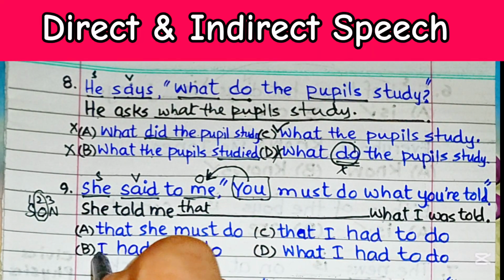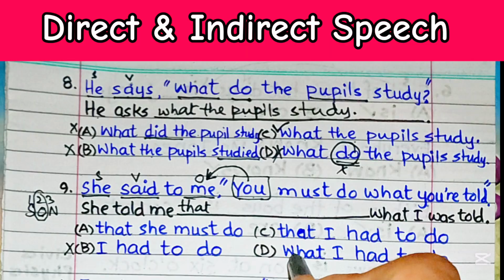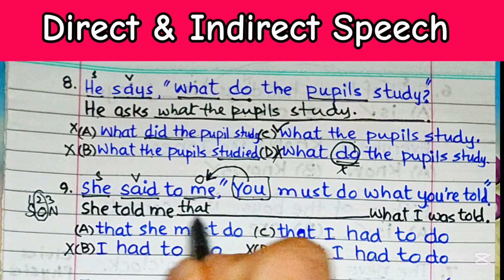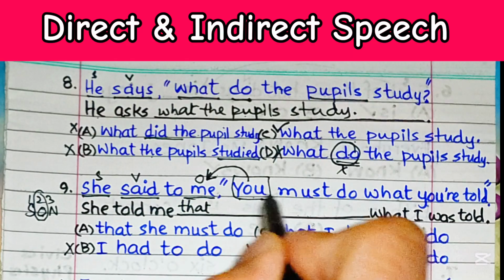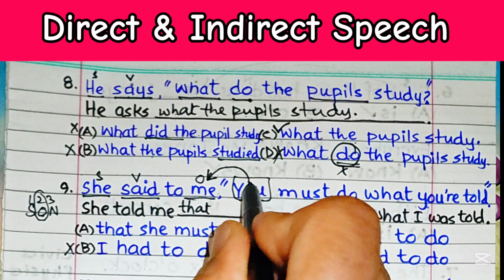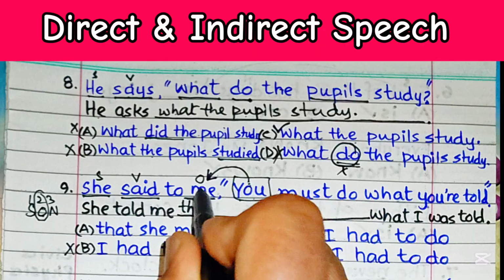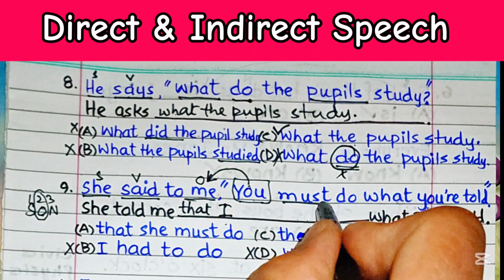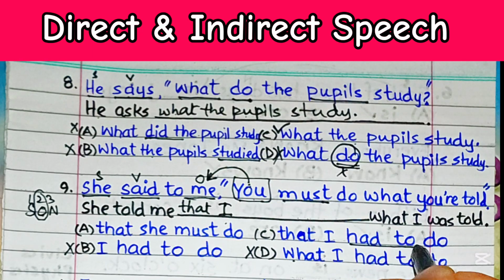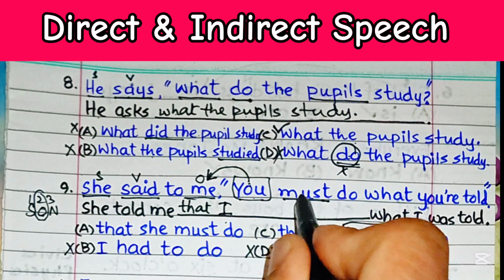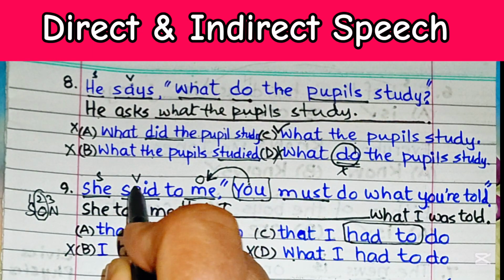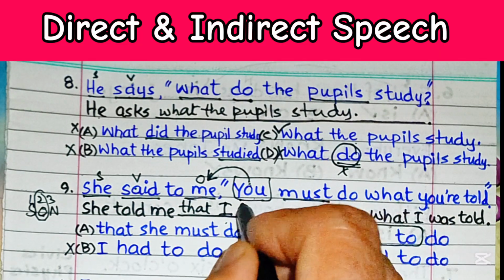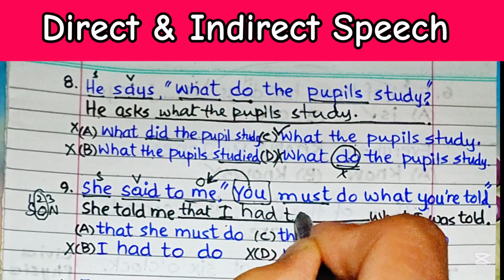There is no that in option B, so this is disqualified. There is what over here, this is disqualified. So only two options remain, that she must do, that I had to do. So that, and then you is to be changed with the object, that is going to be the new subject I. Now must is to be changed with had to. The past form of must is going to be had to. So this is in past. Due to this pastness of said, must is going to be converted into past. So we have to put had to.